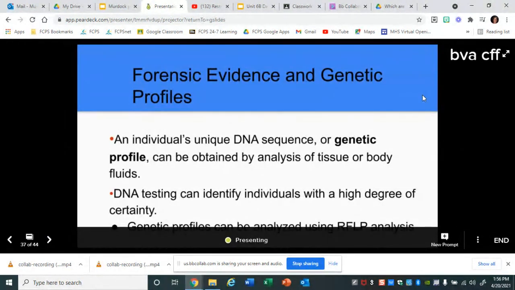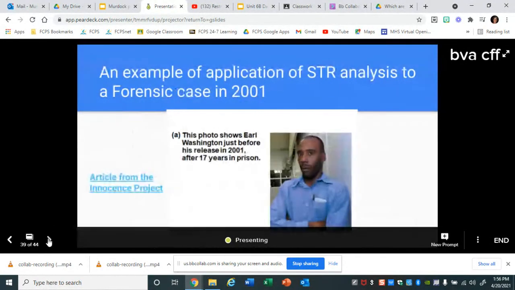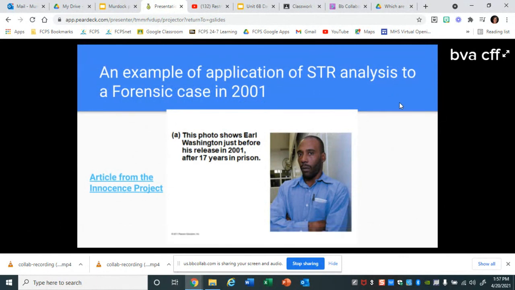Forensic evidence and genetic profiles. All right. So we talked about this. Okay, so this is a really interesting example. Earl Washington was 17 years in prison, and it took a while for them to get DNA fingerprinting into a legitimate science, something that could be recognized in a courtroom.